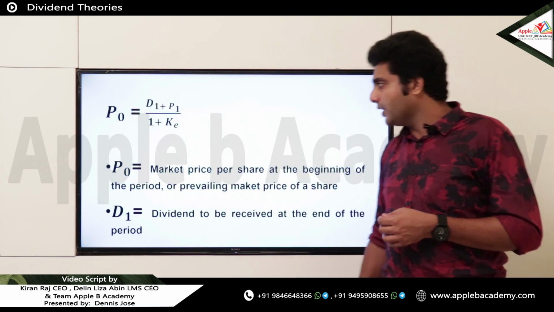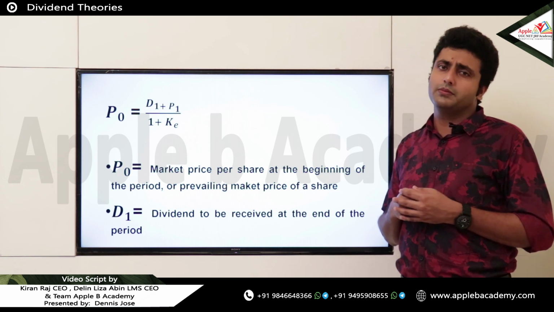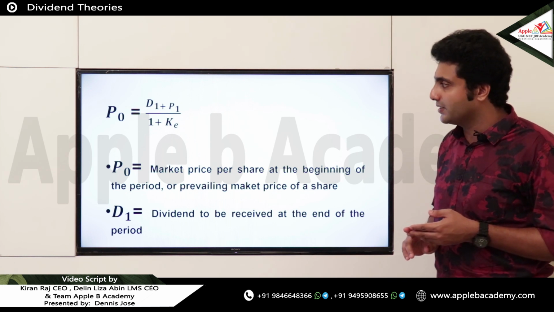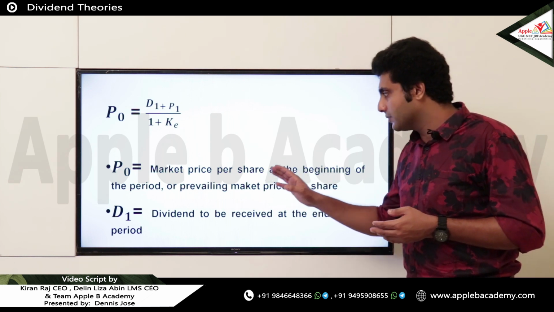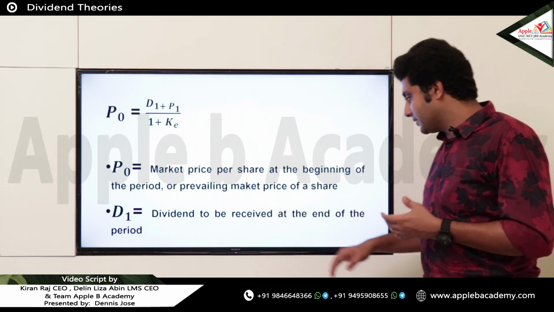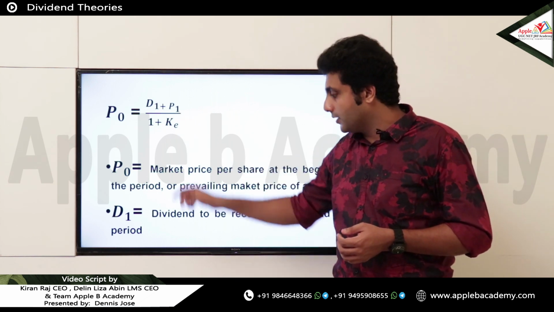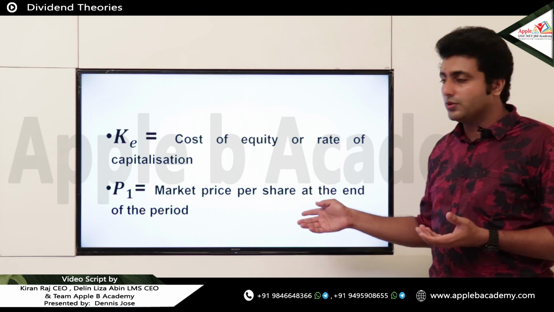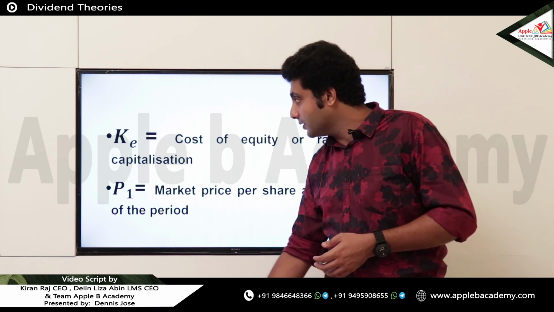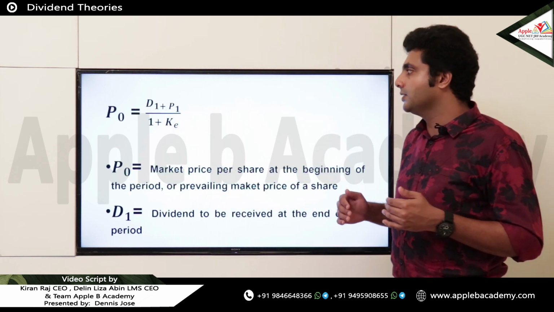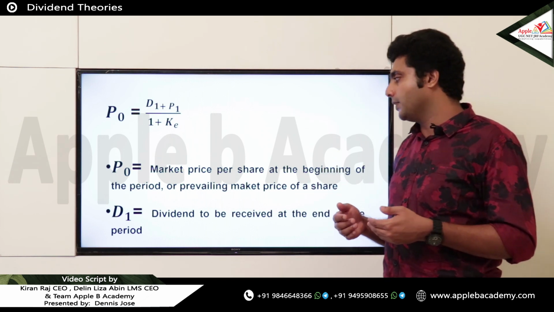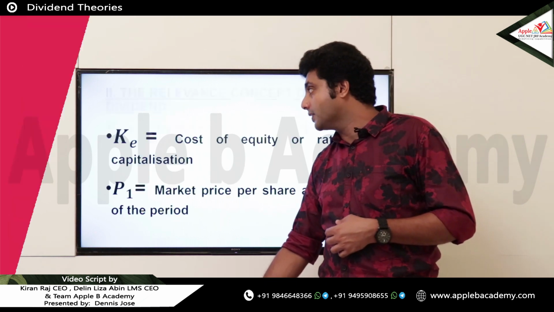And the equation you just need to memorize. They won't ask problems, I hope. Just learn by heart P0 equal to D1 plus P1 divided by 1 plus KE. Usual terminologies: P0 stands for market price per share at the beginning of the time, D1 is the dividend to be received at the end of the time, KE is the cost of equity capital, and P1 is the market price per share at the end of the time. So, you have got 4 variables in this. P0, the current market price, is D1, the next year's dividend, plus P1, next year's expected price, divided by 1 plus KE, which is the cost of equity capital.